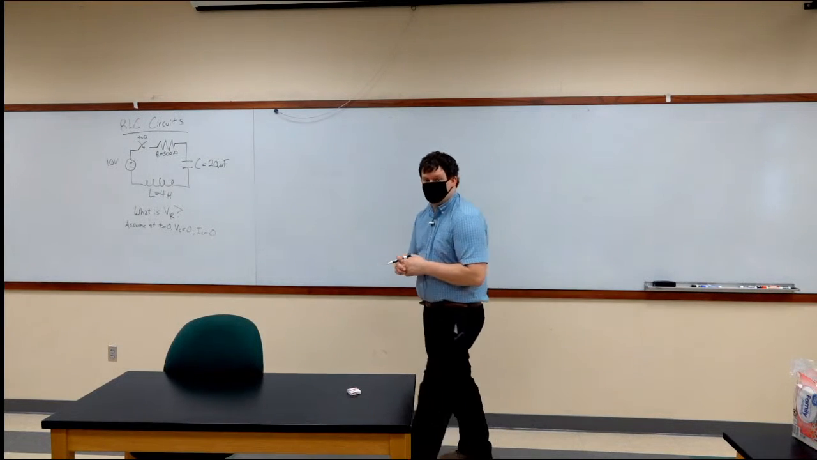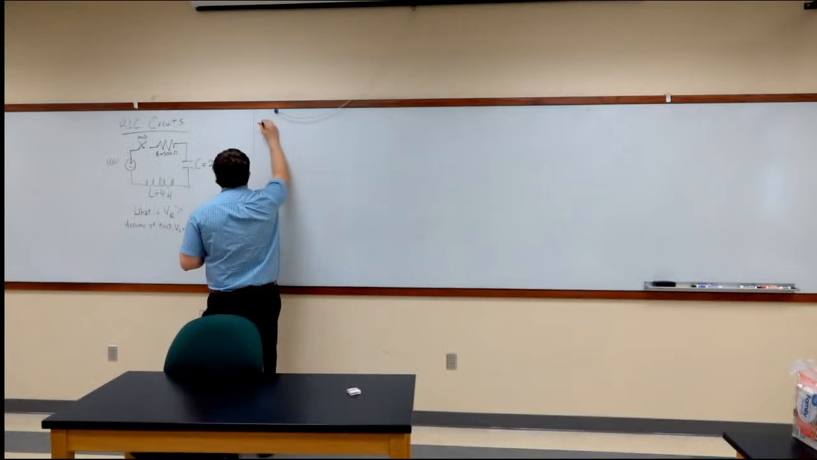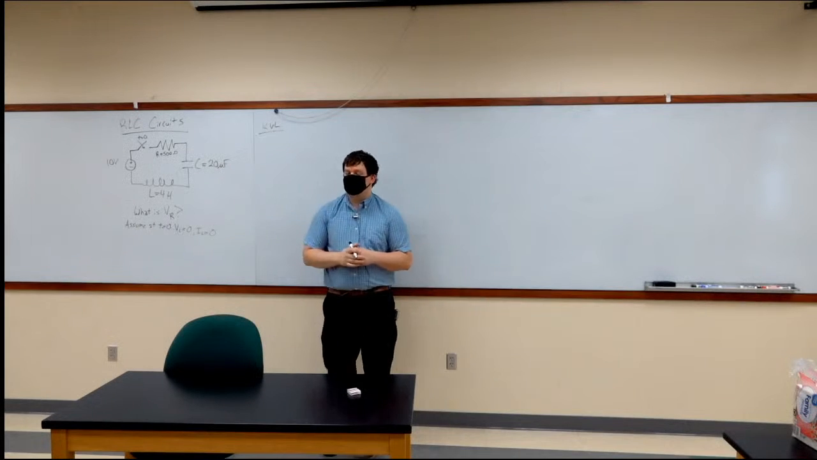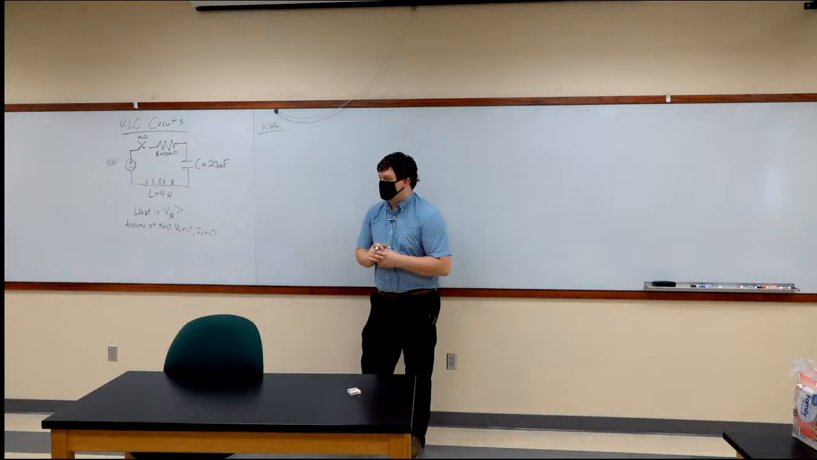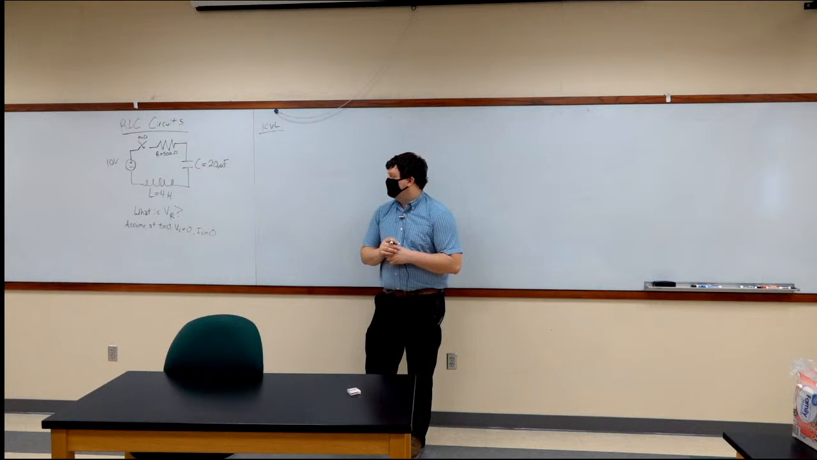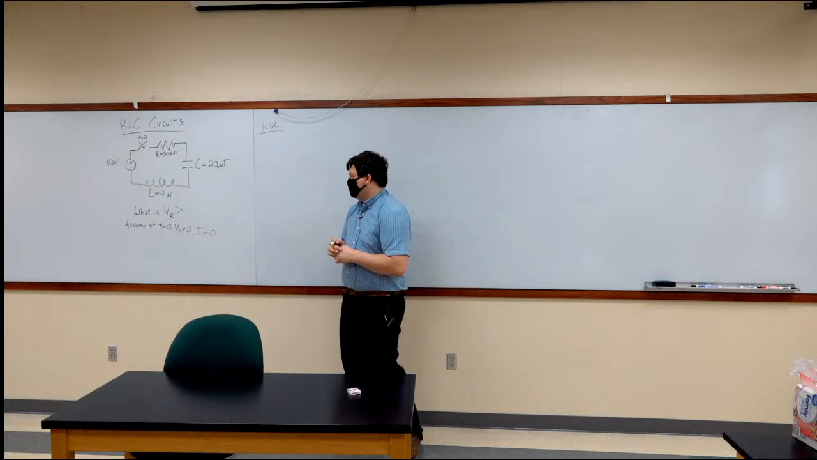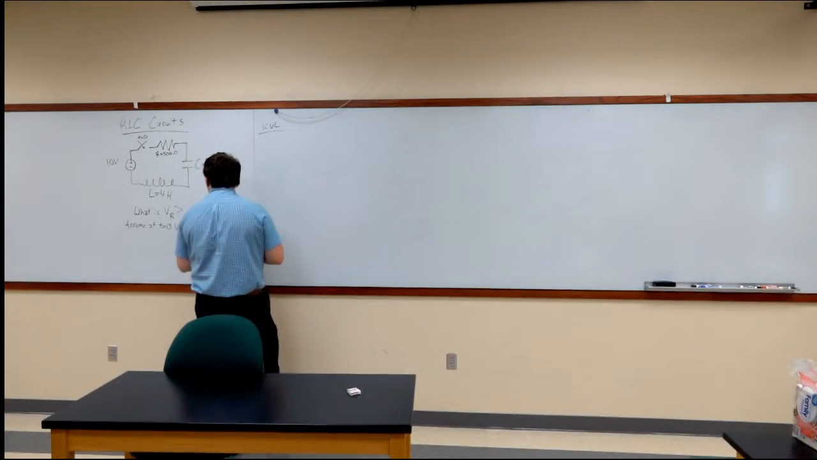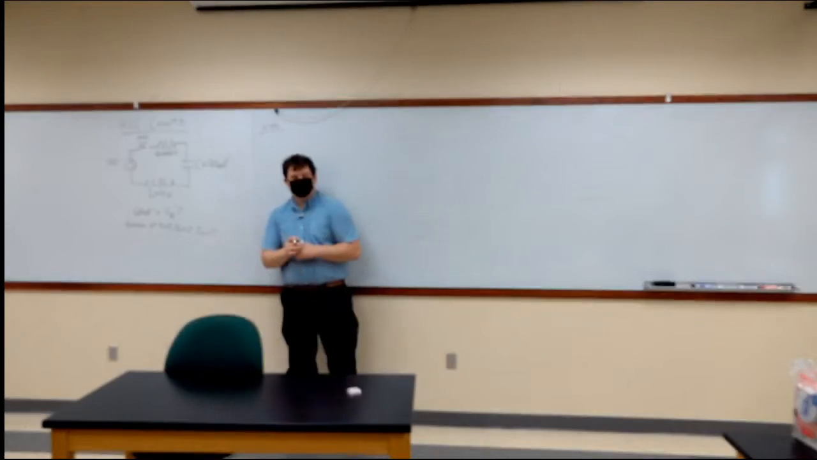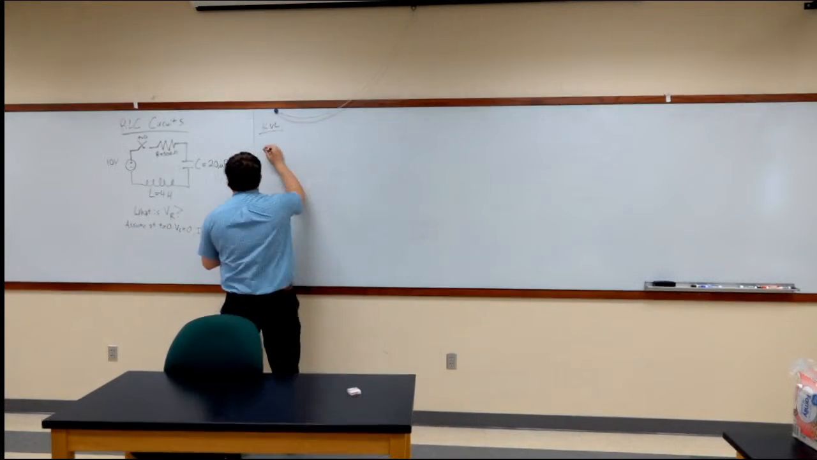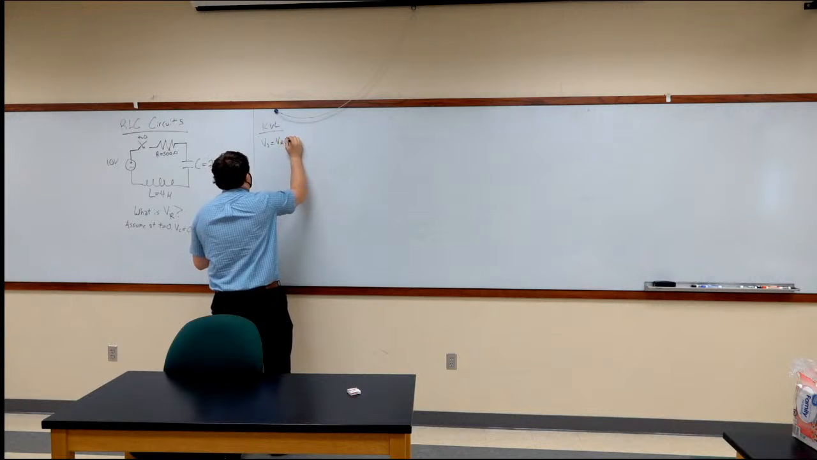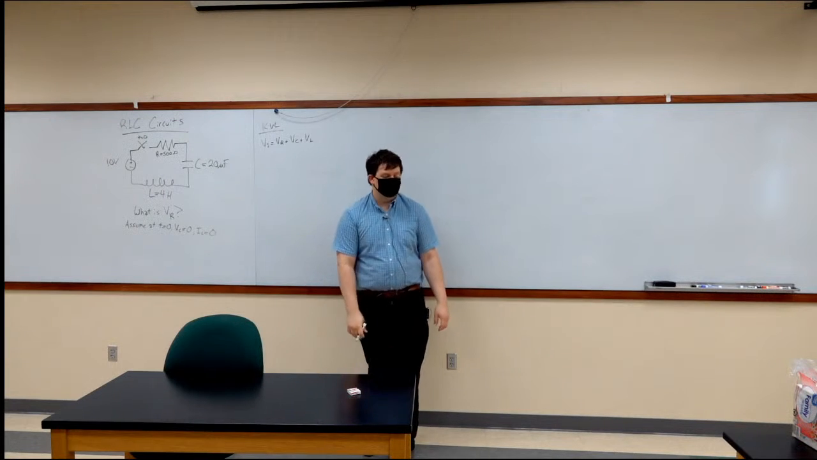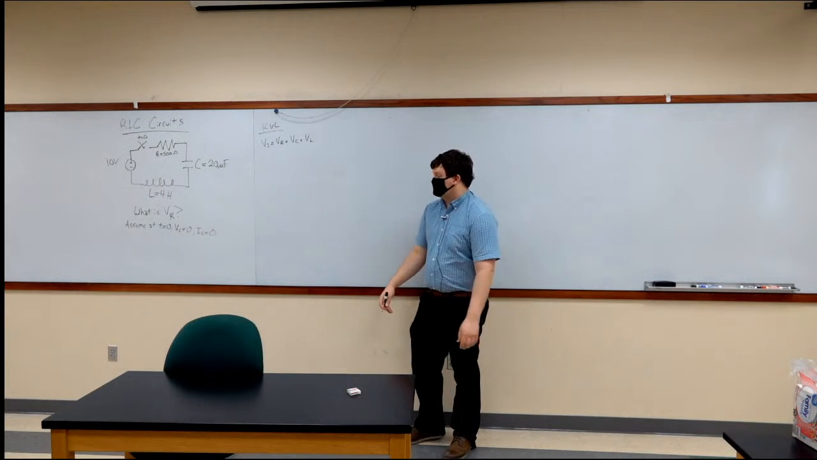We did KVL, KCL. Yep. So let's do KVL. What is KVL for this circuit? How many loops do we have? We have one loop, so we'll have one KVL equation. What is that one KVL equation? Vs is equal to Vr plus Vc plus Vl. Good job, Dylan. Okay, that's our one KVL equation.